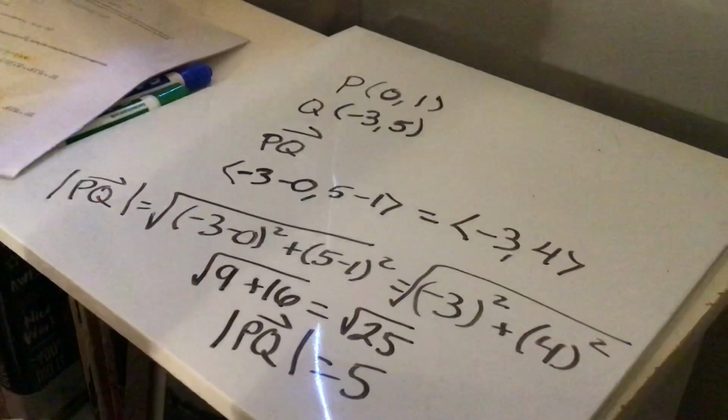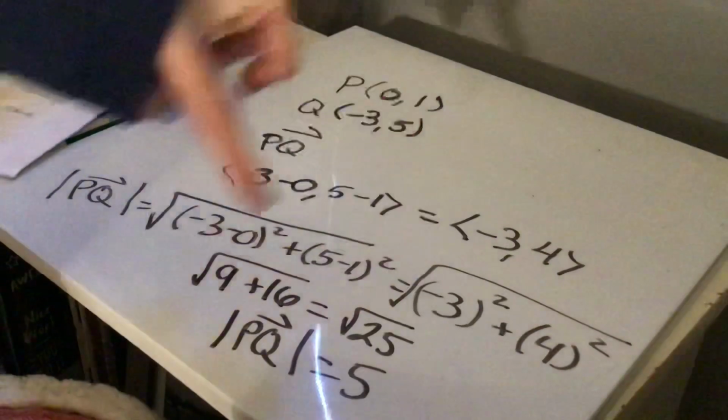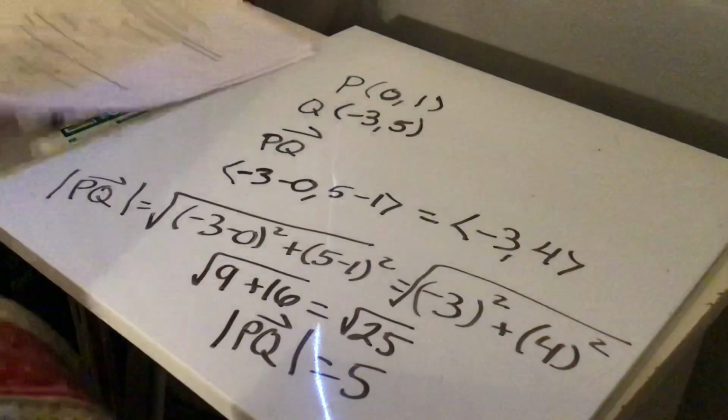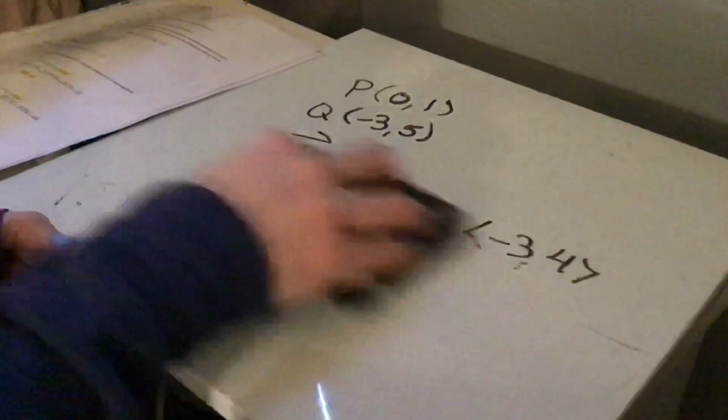So that's if you're given an initial and a terminal point. You can find its component form and its magnitude, okay, by difference in the x, difference in the y, and then magnitude is just the distance formula, okay?